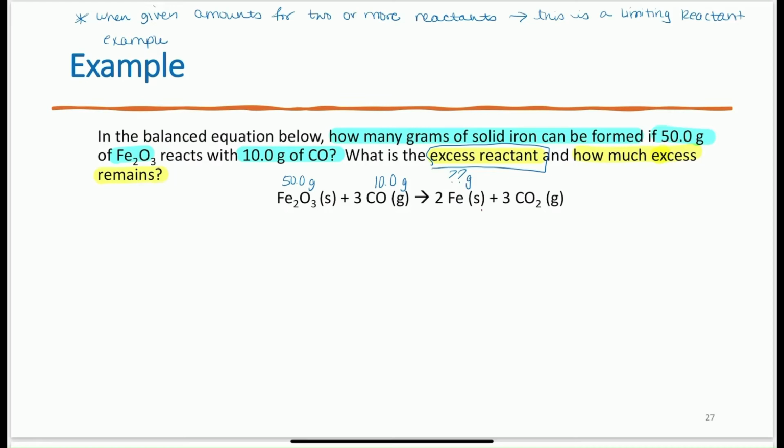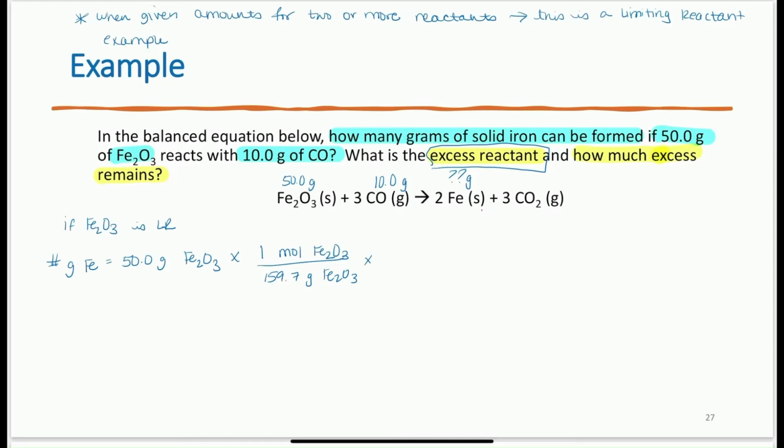So the first way, which is closer to the way your book does it, is you ask yourself, if each one is the limiting reactant, how much of my product can I produce? If Fe2O3 is the limiting reactant, how many grams of iron can I produce? I'm starting with 50 grams of iron 3 oxide. I have to convert that to moles. When I add up the molar mass of iron 3 oxide, I find it to be 159.7 grams per 1 mole of iron oxide.